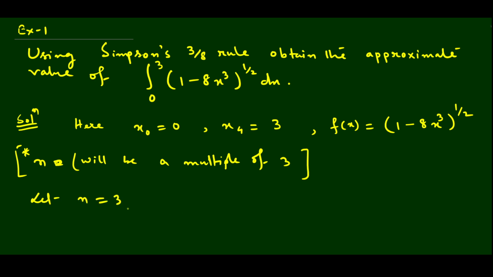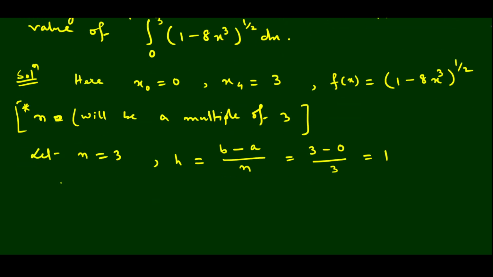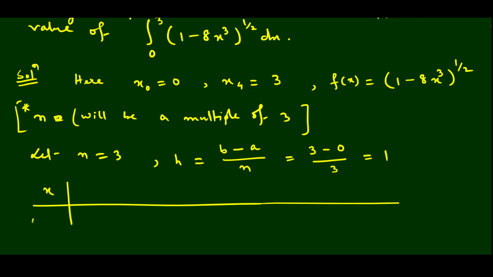Okay, no problem. So if you take n equals 3, what will be our h? H is b minus a divided by n. So b means upper limit, a is lower limit, and n is 3. So how much is it? 1. So h equals 1. So now let us make the table. X and then f of x. So our f of x is 1 minus 8x cube whole to the power 1 by 2.